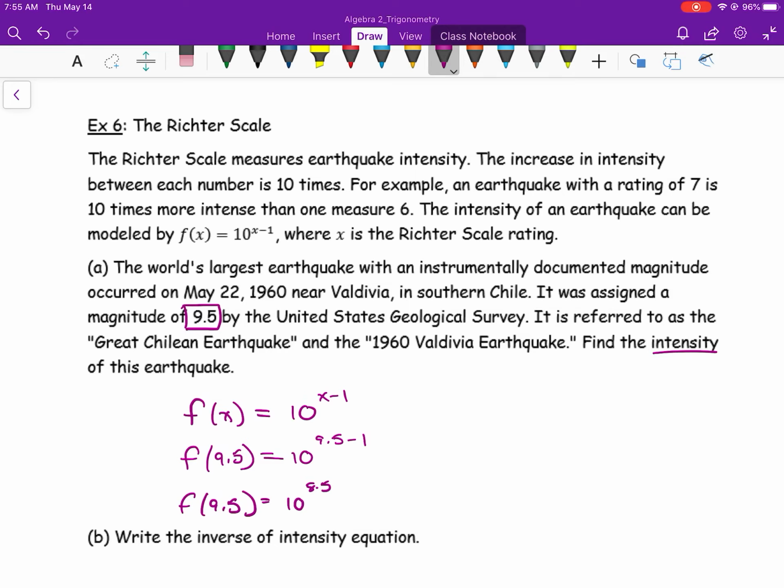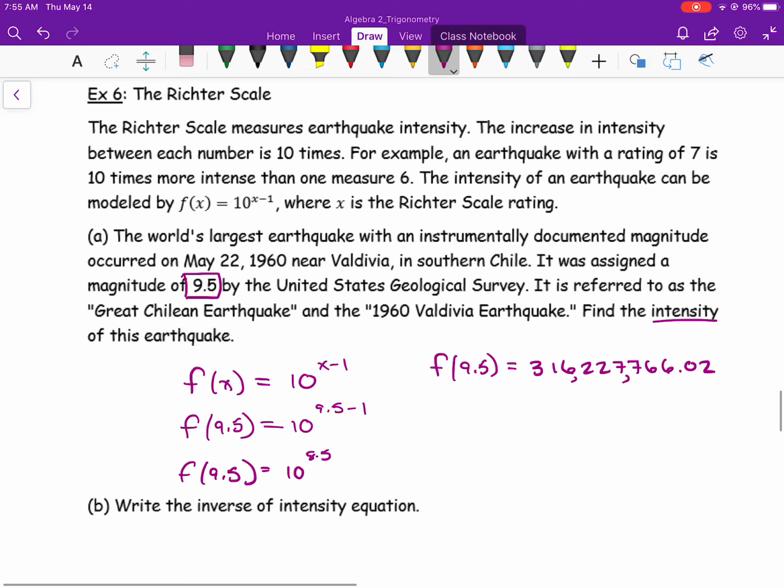10 to the 8.5. And the f of 9.5 is equal to 316,227,766.02. So add some commas in here. So it's 316,227,766 is the intensity of that earthquake.